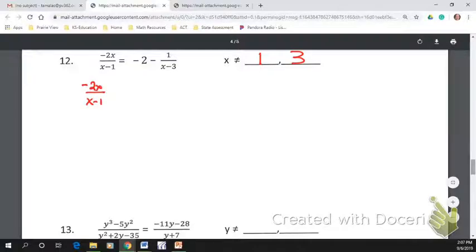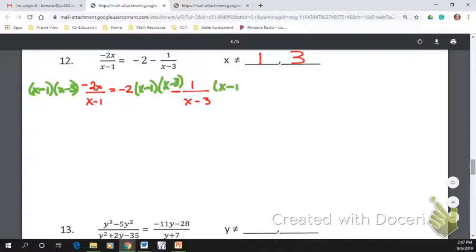over x minus 1 equals negative 2. Leave some space. Guess I'll put that minus sign there. Leave some space. 1 over x minus 3. And now I'm going to go back, and in another color, I'm going to multiply every one of those terms times x minus 1 times x minus 3. Oh, I'm going to change that minus sign over here. x minus 1 times x minus 3, and x minus 1 times x minus 3.